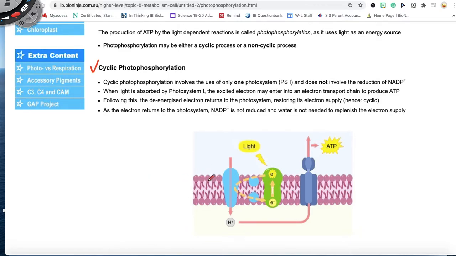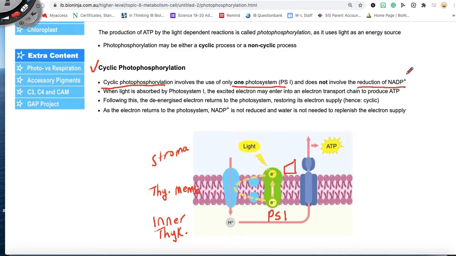So again, let's pay attention to what we are seeing here. Here we have the thylakoid membrane. Here we have the stroma, which is the cytoplasm of the chloroplast, and here we have the interior of the thylakoid. All right, so in cyclic photophosphorylation, this involves only one photosystem. So here you're looking at photosystem 1. And it does not involve the reduction of NADP+.